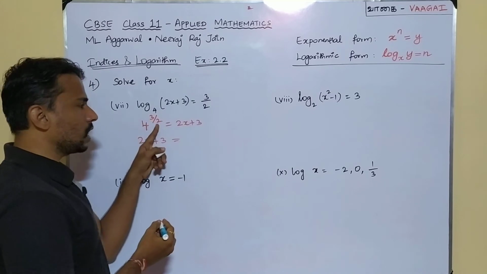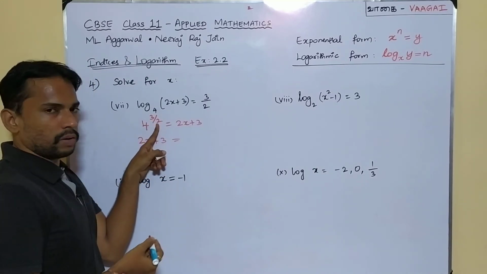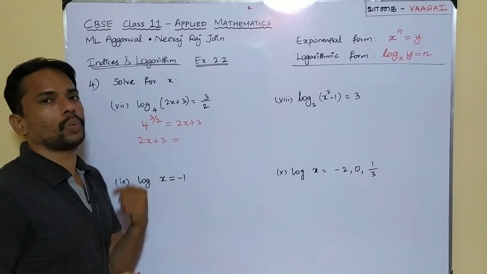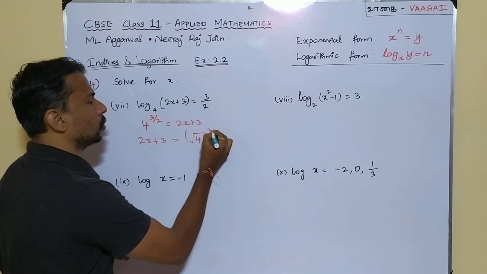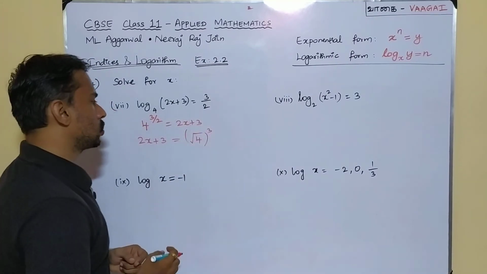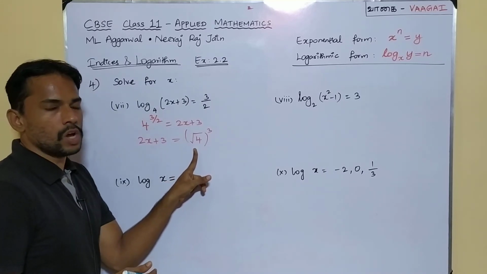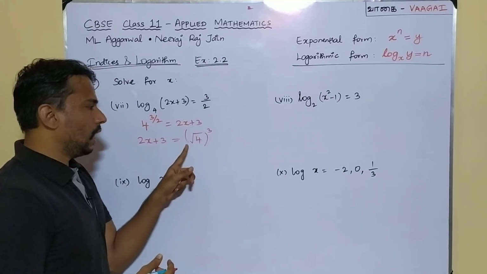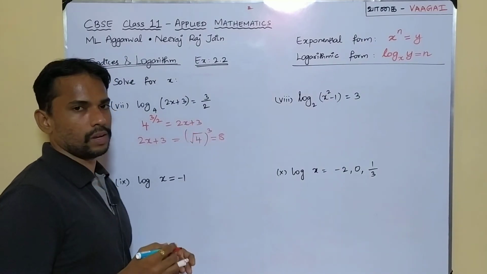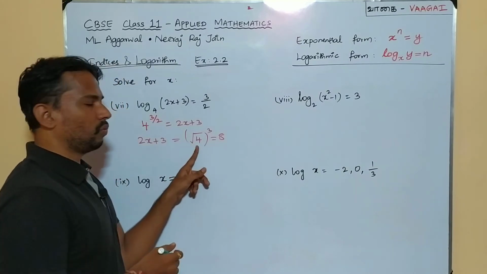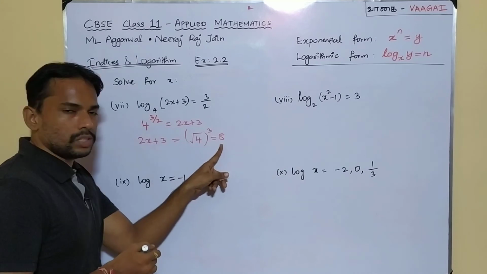Okay, so 4 power 3 by 2, I can rewrite it as what? The 2 in the denominator of the power comes to the front as a square root. So we'll have square root of 4 to the whole cube. Now we just take the square root of 4, which is 2, is it or not? Root 4 is 2, and 2 cube is 8. So it's easy for you to visualize, not much complicated. Very simple. So 2x plus 3 is equal to 8.